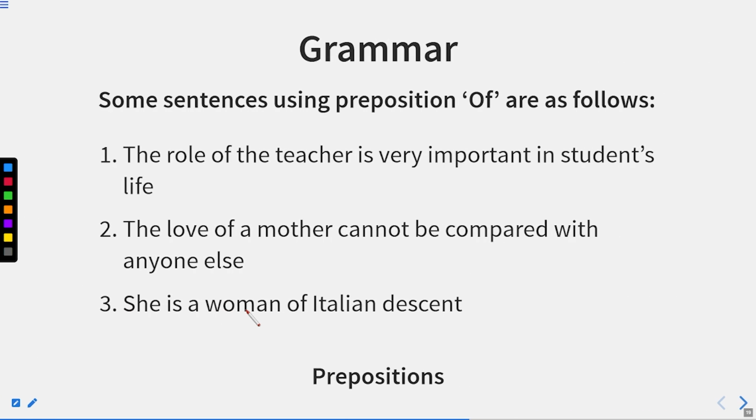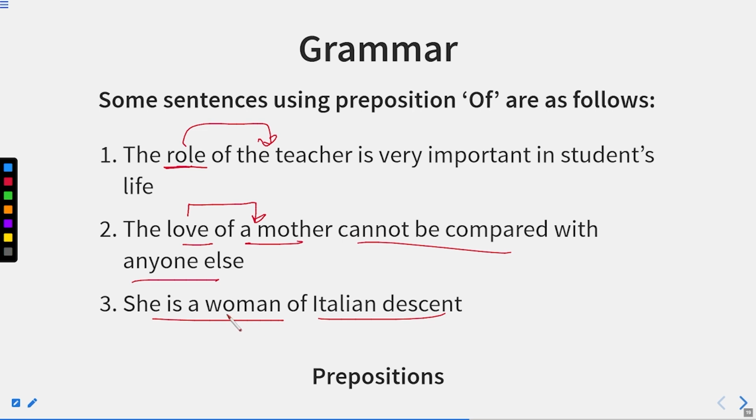Here we have some sentences using preposition of as follows. Now what are the sentences? Let us discuss. The role of the teacher is very important in a student's life. So role, whose role? Of the teacher. The love of a mother cannot be compared with anyone else. She is a woman of Italian descent. So it means this woman has her origin from the Italian descent, or this woman belongs to the Italian descent. So this is how we can use preposition of just to show this origin or the position.